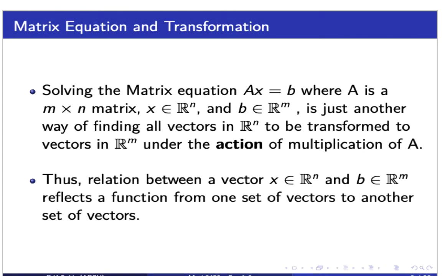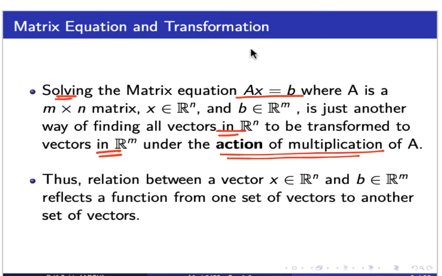Now, the first thing I'm going to say is, what is the matrix equation? I hope you guys know by now. It's given by Ax equals B, where A is a matrix of size m by n, x is a vector in Rn, and B is a vector in Rm. It is just another way of finding all vectors. So when we solve this matrix equation, it is like finding all vectors in Rn which are transformed to vectors in Rm under the action of the multiplication by A.